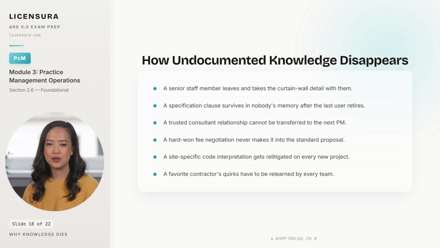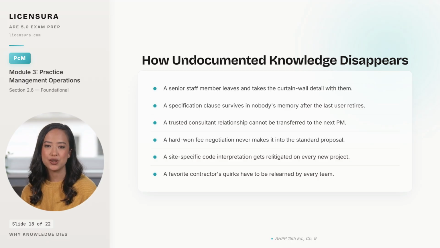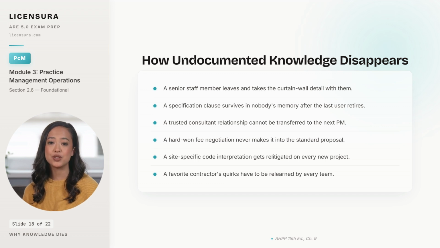A trusted consultant relationship, built over a decade of small favors and clear communication, cannot be transferred to the next project manager because none of the context was ever written down. A hard-won fee negotiation that finally landed on the right structure for a difficult client never makes it into the firm's standard proposal language. A site-specific code interpretation, expensively obtained from a building official, gets relitigated on every new project in the same jurisdiction because nobody filed the official's response.